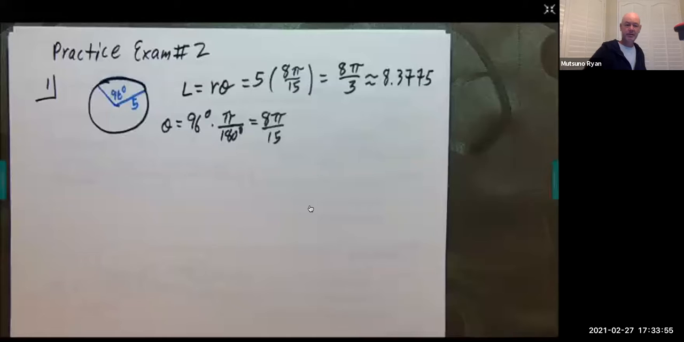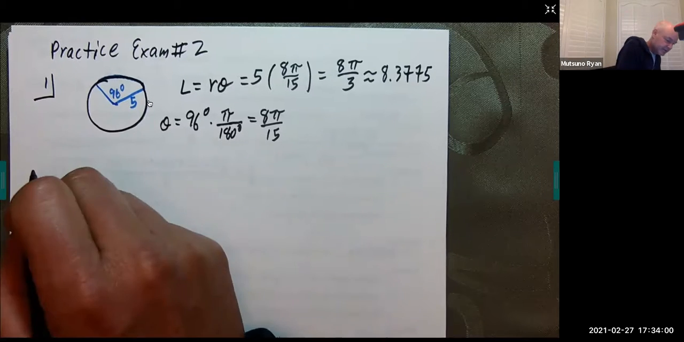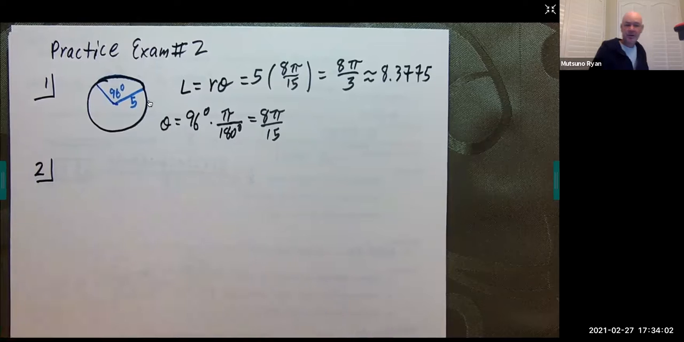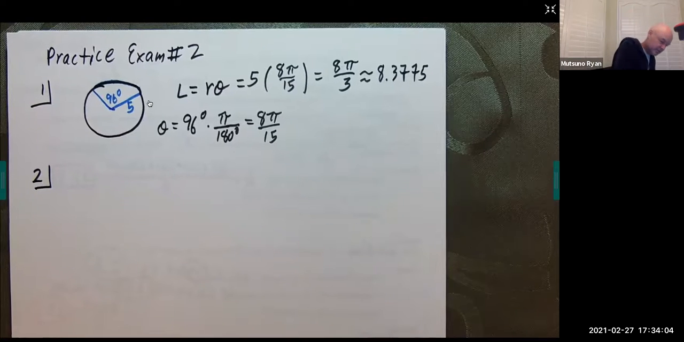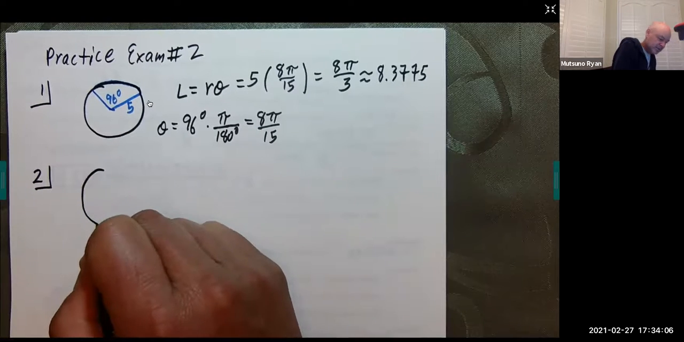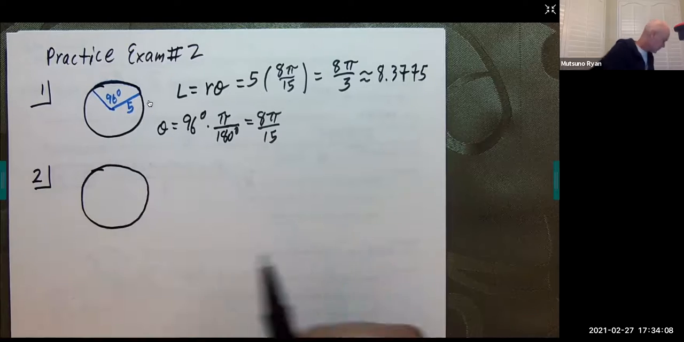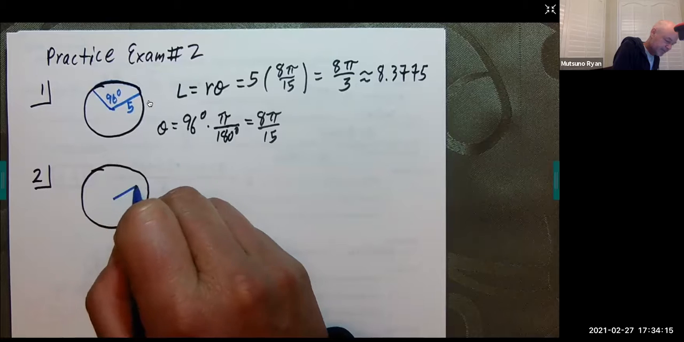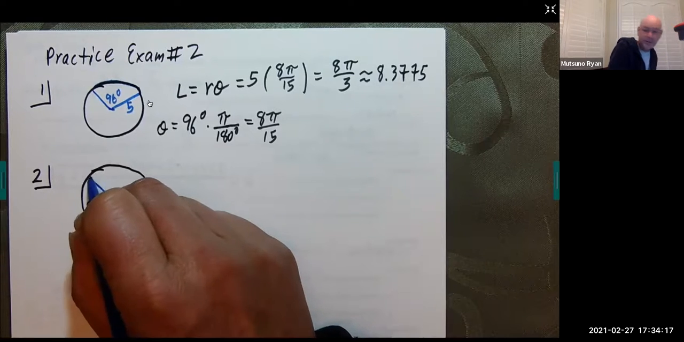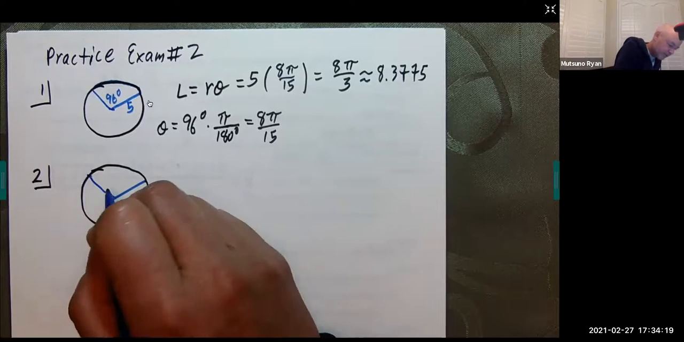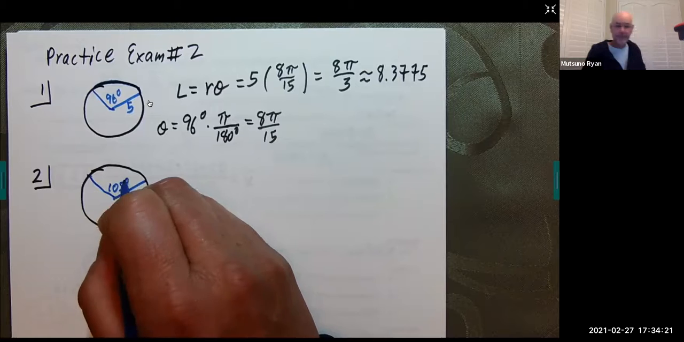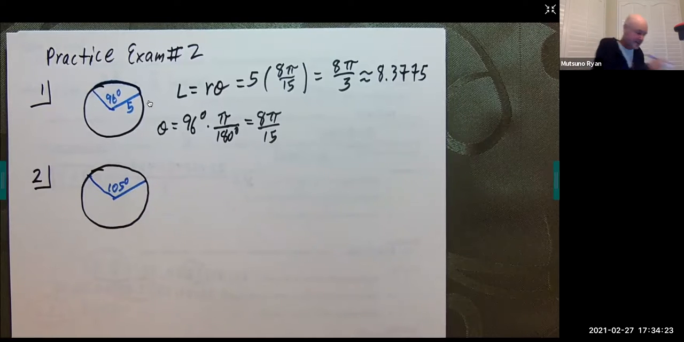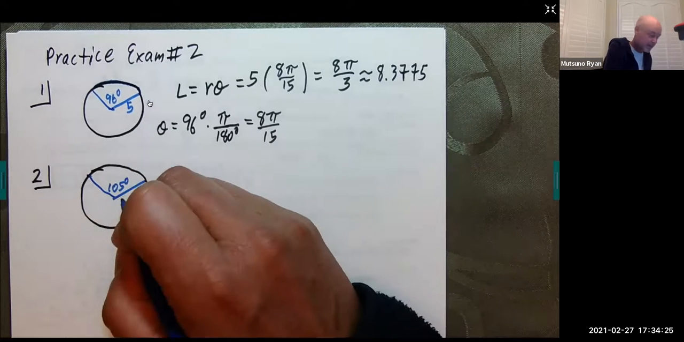All right, next up, number 2. We are looking for the sector area in this case. The circle with a central angle, in this case, of 105 degrees. Again, we're going to have to convert that. This is 105 degrees with a radius of 18 inches, it says. So now we do have a label that we'll need to do.